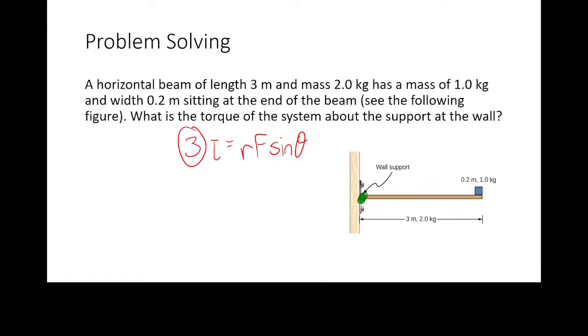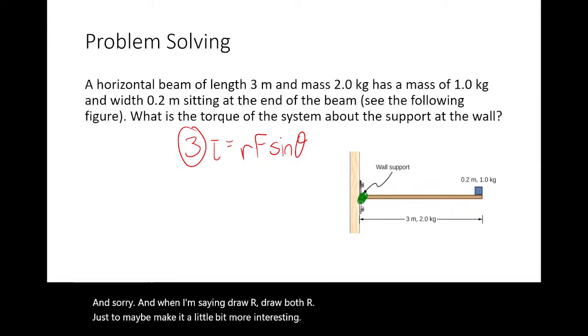And sorry, when I'm saying draw R, draw both R's, just to make it a little bit more interesting. There are 2 R's you all need to draw here. R is the distance from the axis to where the force is. So ask yourself, where is the force?